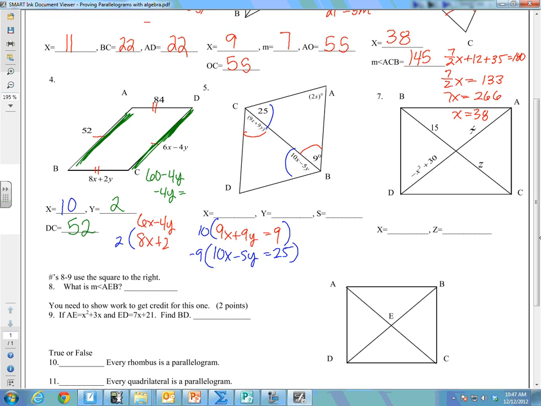So that's going to change my equation. My top equation is going to become 90x plus 90y equal to 90. The bottom equation is going to become negative 90x plus 45y is equal to 9 times 25, which is 225. So this becomes negative 225.